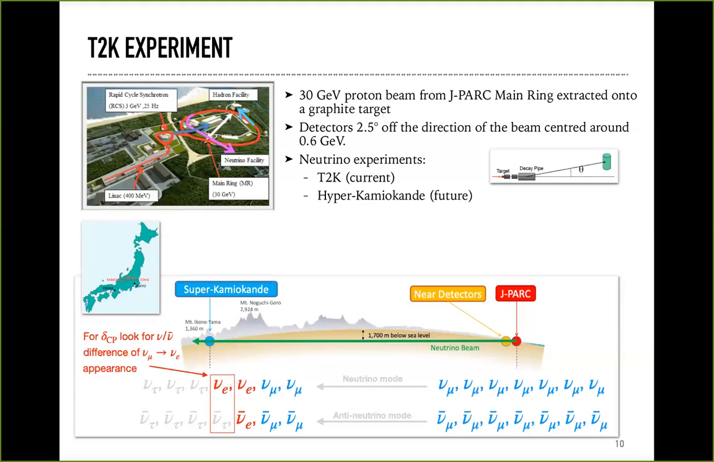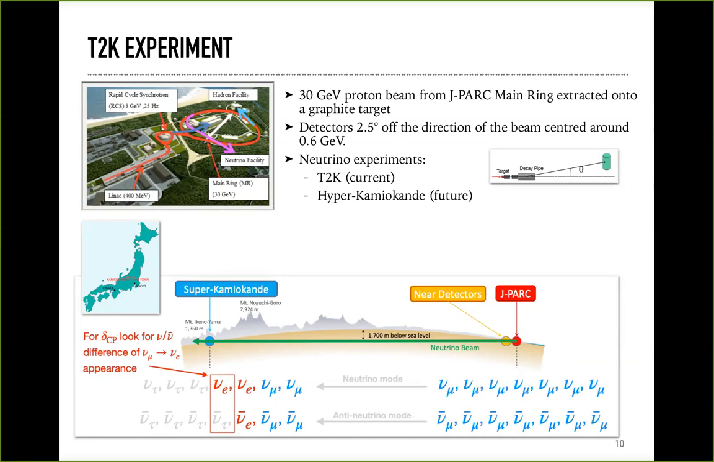The characteristic of this beam is also that it is tilted, so it is an off-axis beam, 2.5 degrees off axis. Why is that? Because of the pion kinematics, the neutrinos come from the interaction of the protons with the target. In the target you have the pions, and then from the pion decays you have the neutrinos. So because of the pion kinematics, you get a narrowed beam if you use a tilted, off-axis angle.